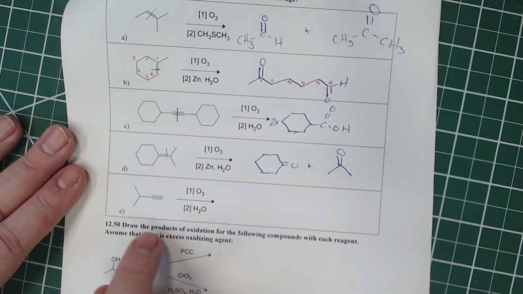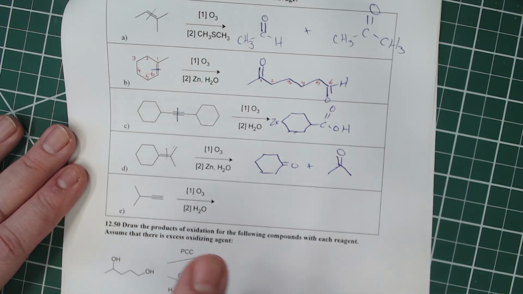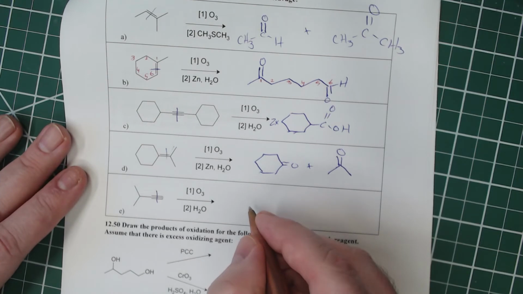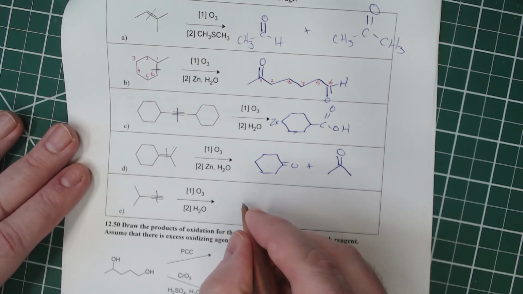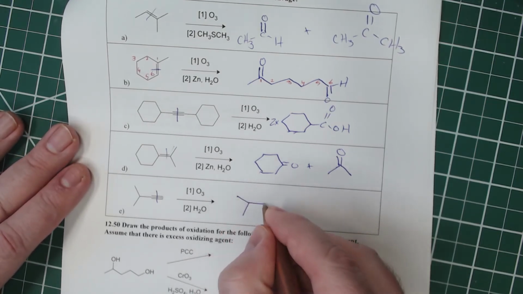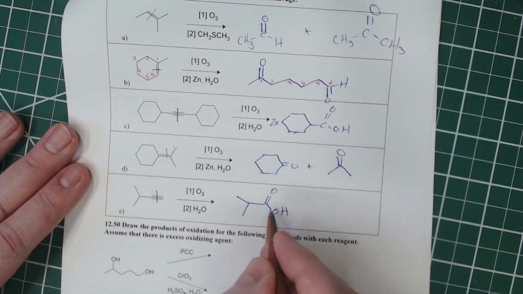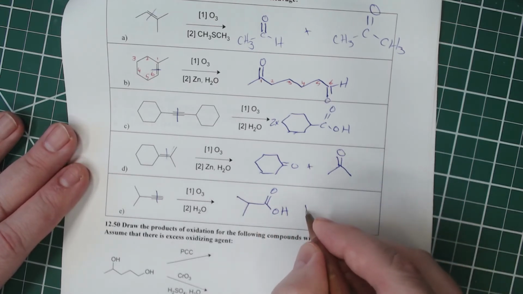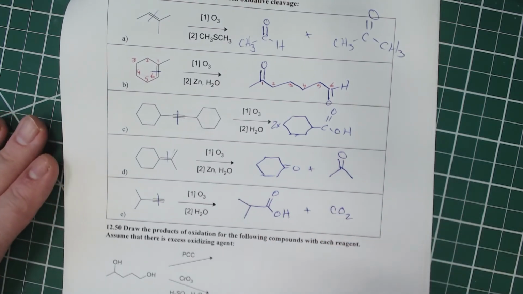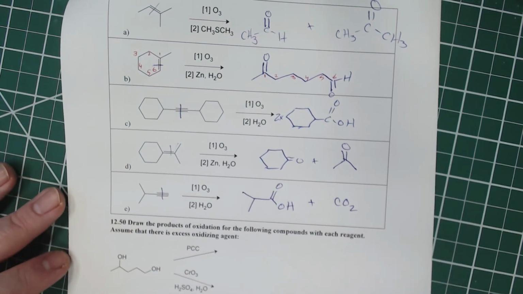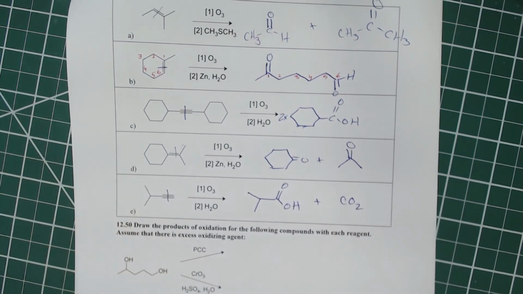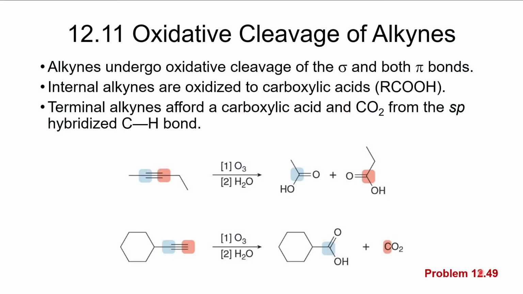On this one, you'll see that we've got a terminal alkyne, which means this part here will become a carboxylic acid, and the part on the end will simply become carbon dioxide. So 1, 2, 3. All right, so that's this carbon. There's that carbon, that carboxylic acid. And then CO2 will be our other product. All right, so going back to our oxidative cleavage of the alkynes.